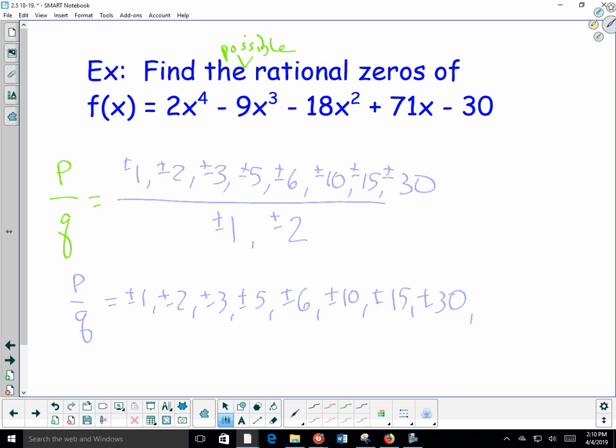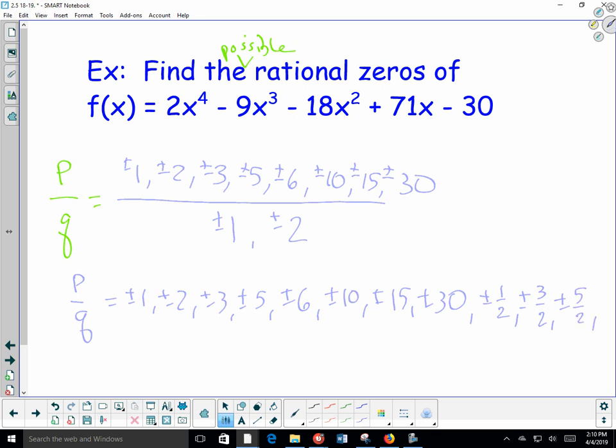But now I need to take each of those numbers over the 2. So I need 1 over 2, so I've got to add 1/2 and -1/2 to my list of possible rational zeros. I need 2 over 2, but that's 1. I already have that in the list. I don't need to write it again. I need 3 over 2, so I've got to list plus or minus 3 over 2. I need 5 over 2.